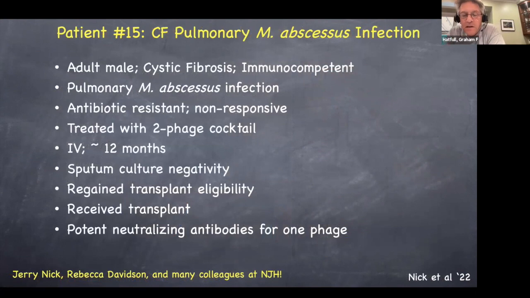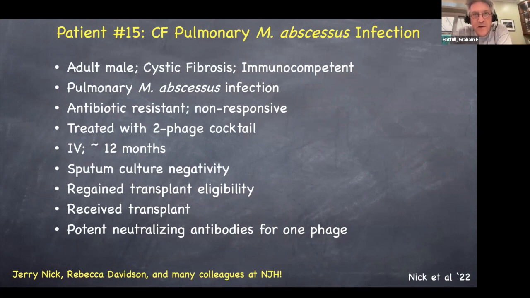The second patient is a little bit different and in some ways a lot more complicated. This was a young adult male with cystic fibrosis, who is immunocompetent, but has this highly drug-resistant pulmonary Mycobacterium abscessus infection. He'd been in and out of hospital for long periods of time, as I'll show. And we were able to identify 2 phages that infected that particular strain, and that was administered IV for a period of about 12 months.